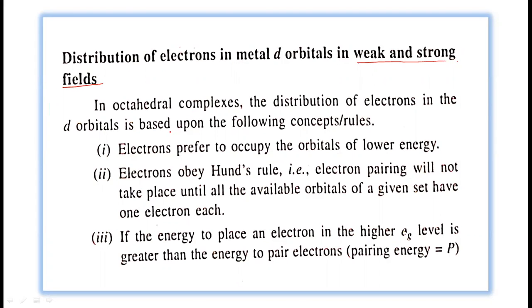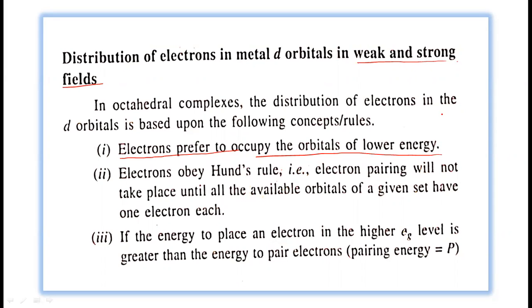The first rule is that electrons prefer to occupy the lower energy orbitals. First of all, the electrons will enter the lower energy orbitals rather than the higher energy orbitals. The second rule is that electrons obey Hund's rule. That is, electron pairing will not take place until all the available orbitals of the given set have one electron each. According to Hund's rule of maximum multiplicity, each orbital should be occupied by an unpaired electron, and electron pairing will not take place until all the available orbitals have one electron each.